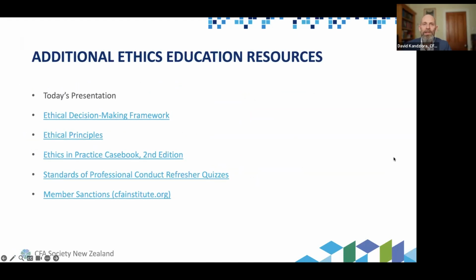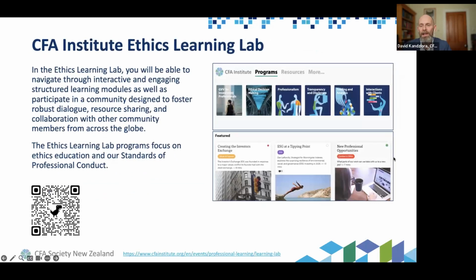Extra resources: there are links there to the actual framework itself and various principles. You might want to have a look at the casebook and the conduct quizzes. There are learning labs if you want to go more in depth than this, which can be quite good too. It's more like giving voice to values. So it's not just regurgitating the codes and standards, it's actually getting into how you might apply ethics, which is the hard bit: standing up and saying, no, that's not okay.